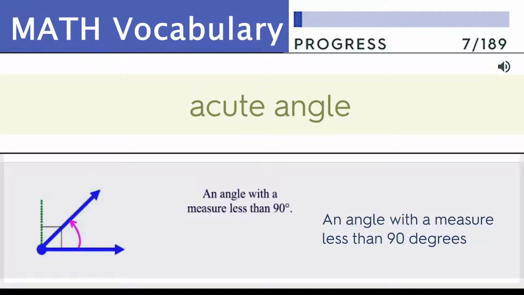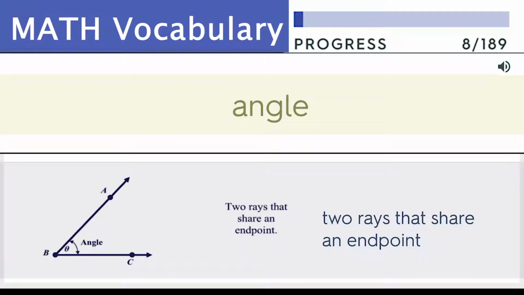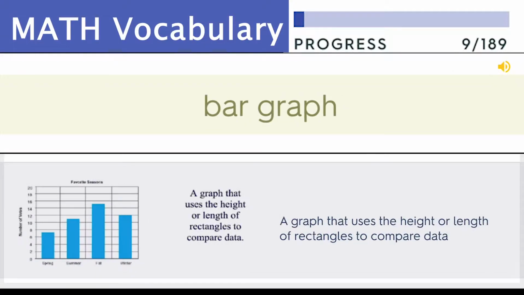Acute angle. An angle with a measure less than 90 degrees. Angle. Two rays that share an endpoint. Bar graph. A graph that uses the height or length of rectangles to compare data.